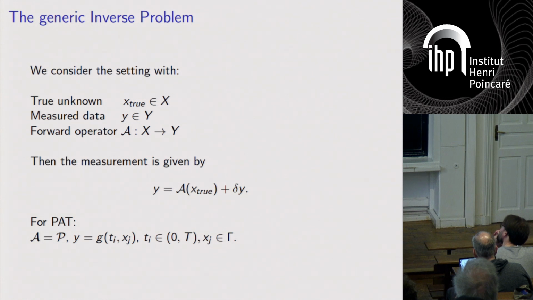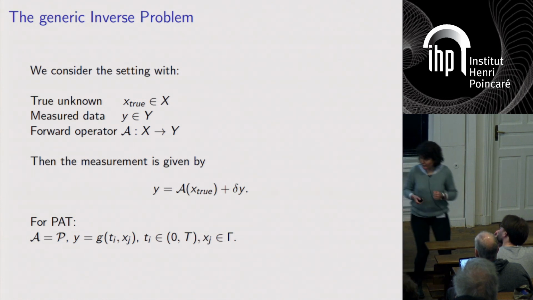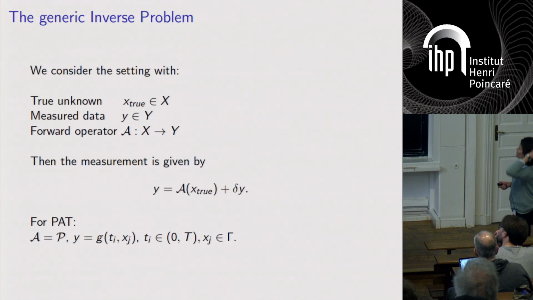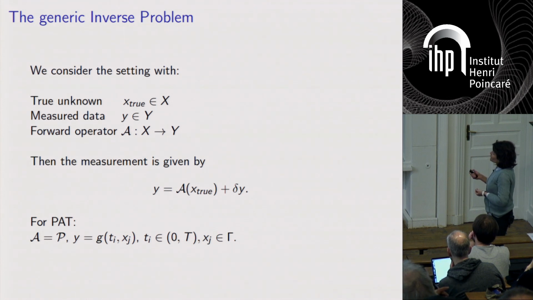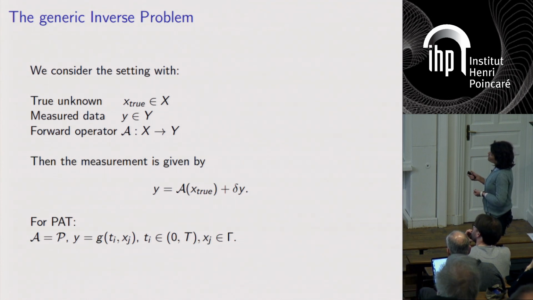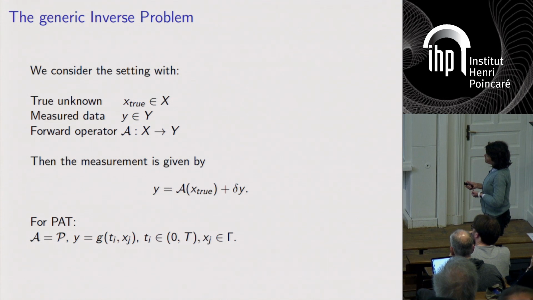Okay, so now I'm going to switch to try to abstract for a moment from the physics here. So the setup is, we are going to have a true solution in some space X, and then we are going to have the data that is in a space Y. We have a forward operator that maps from X to Y, and then we have the measurement that, of course, corresponds to the forward problem plus some kind of noise. And then for our operator, this is going to be A is equal to P, and then Y is equal to G, where G was my data. It's now sampled at times at the detector points. And yeah, so just to connect the two things.